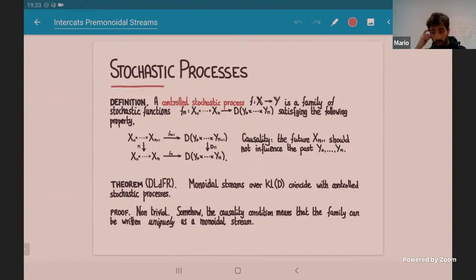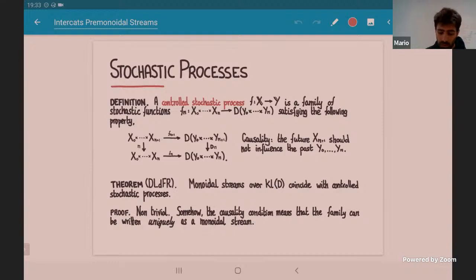And we can also recover control stochastic processes. So a control stochastic process is a classical definition in the literature that says that it's just a family of stochastic functions, going from x0 to xn to some joint distribution of the outputs, so y0 to yn. And they satisfy some causality property, some property that says the future things, so the input x n plus 1, should not affect the past.